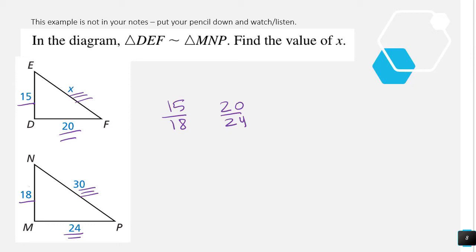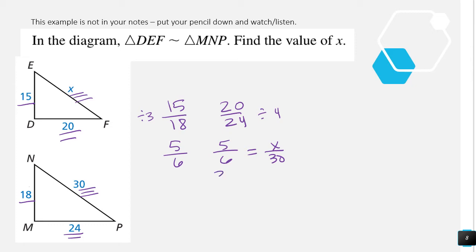If I think of numbers that go into 15 and 18, these are all divisible by 3. 15 divided by 3 is 5, and 18 divided by 3 is 6, so you get 5/6. If I take 20 over 24, these are both divisible by 4. 20 divided by 4 is 5. 24 divided by 4 is 6. So since these both have the same proportion, I know that when I put x over 30, these are going to have to be equal.